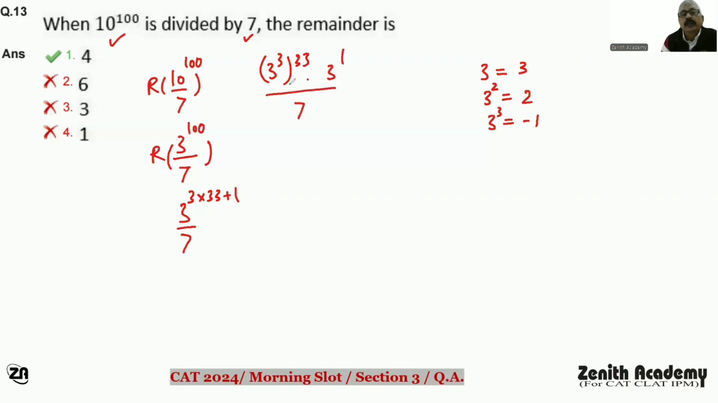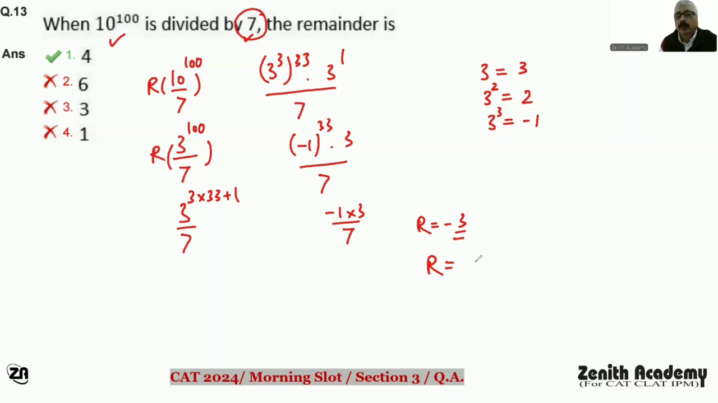So 3 to the power 3 divided by 7, remainder -1, and -1 to the power 33 into 3 upon 7. And now you know -1 to the power odd number means -1. So -1 into 3 by 7, when you divide, the remainder will be -3. So when you're dividing it by 7, remainder is coming -3, means remainder is +4.